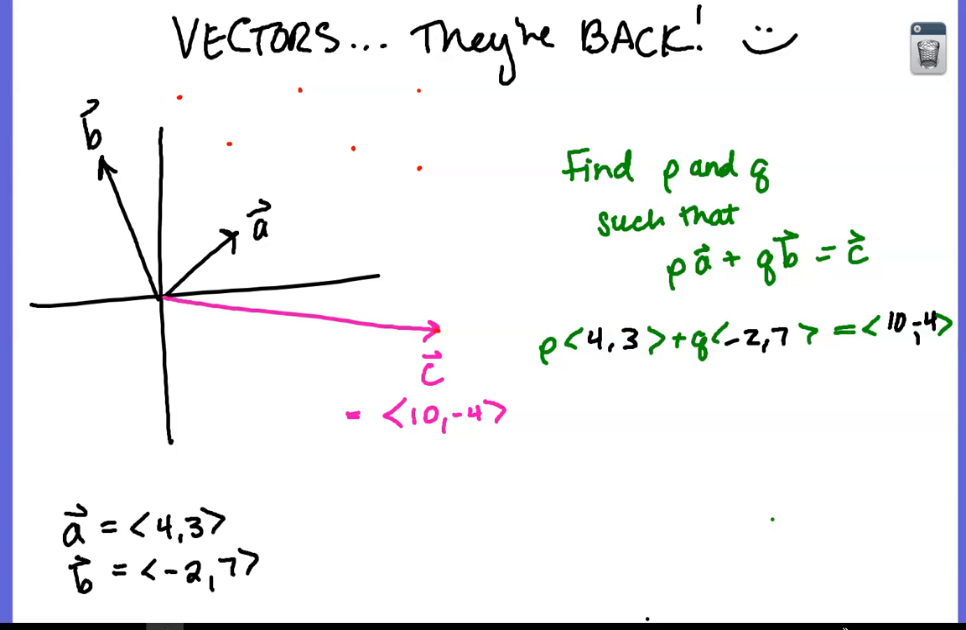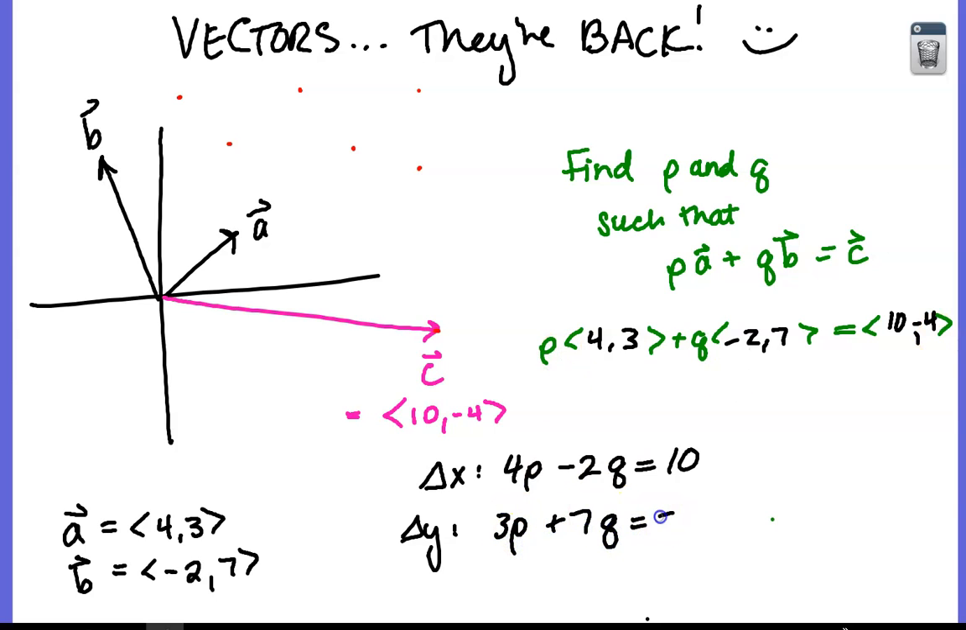Well, we broke it up into the X and Y components. If I just look at the X components, it would be 4 times whatever the P value is, minus 2 times whatever the Q value is, should get me to 10. For the change in Y, 3 times my same p-value plus 7 times q should get me to my y value change, which is negative 4. So now I need to solve these two equations. I'm going to multiply the first by 7 and the second by 2, and that will allow me to use elimination to solve.